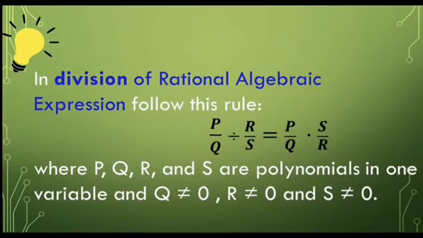In division of rational algebraic expressions, we follow this rule. P over Q divided by R over S equals P over Q times the reciprocal of the divisor, which is S over R, where P, Q, R, and S are polynomials in one variable, and Q, R, and S are not equal to 0.